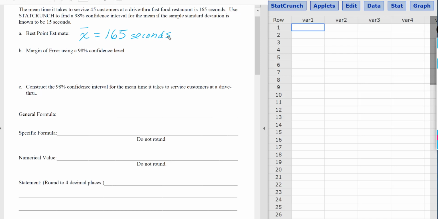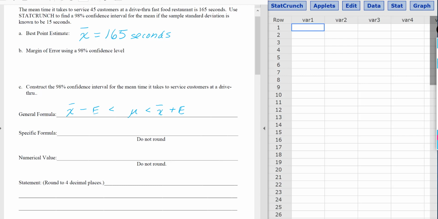To figure out the margin of error, we're going to wait a minute and actually construct the confidence interval and work backwards. To construct the confidence interval for the mean time it takes to service customers at a drive-through restaurant, we take our sample mean minus our margin of error, and our sample mean plus our margin of error.